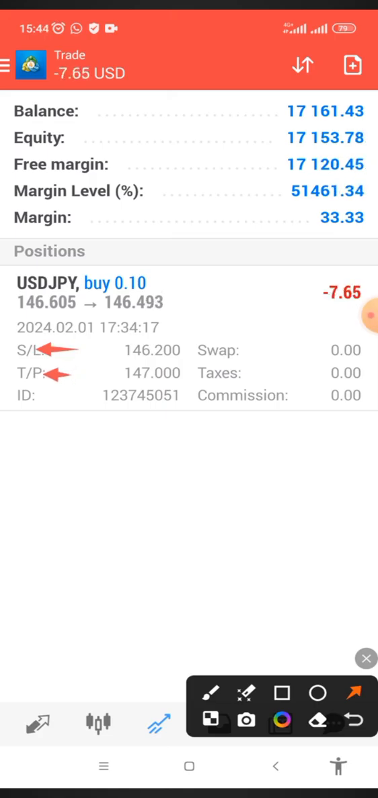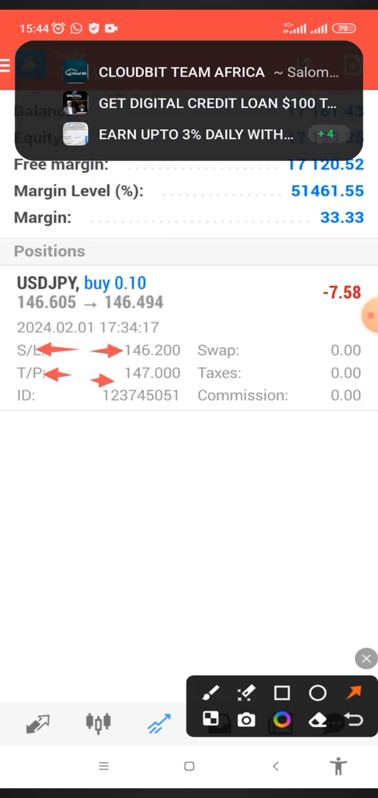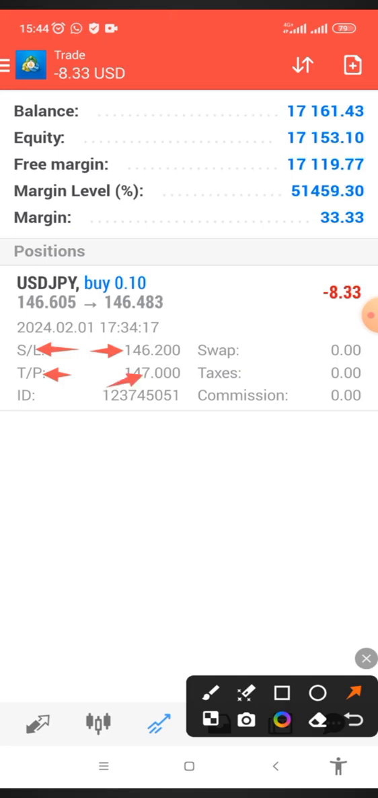Now, the SL, which is the stop loss, is set. The stop loss price is 146.200. The TP is also set. The TP price is 147.000. So you see it. This one is there, that one is also there. So your stop loss and TP are set. Stop loss is here, take profit is here. So you are done. It means indeed your trade setup is fully complete. So this is how you can easily set up a trade.